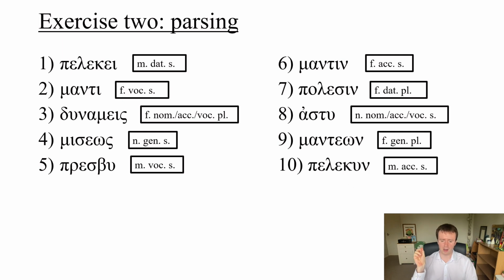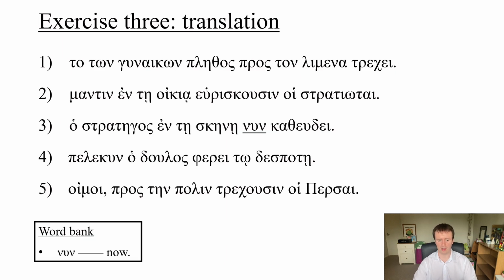So I hope that you correctly identified the gender, case, and number of each of these nouns, and that you recognised all of the possibilities where there were multiple possibilities. Let's now go on to some translation, okay? And today I have 10 sentences for you.